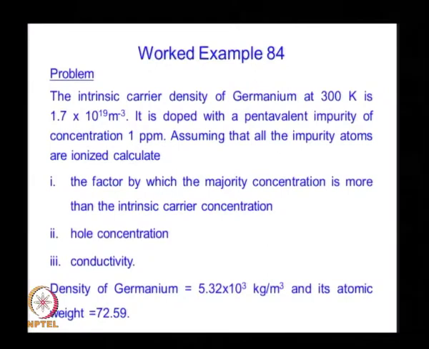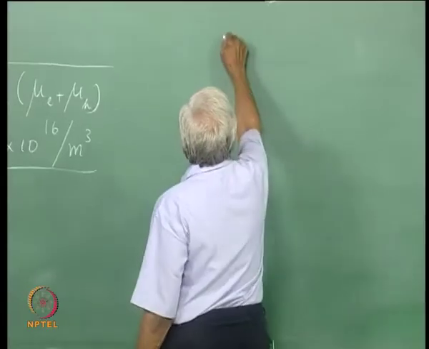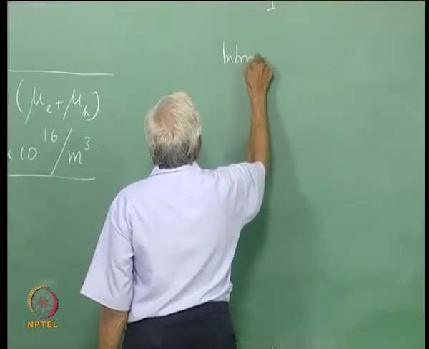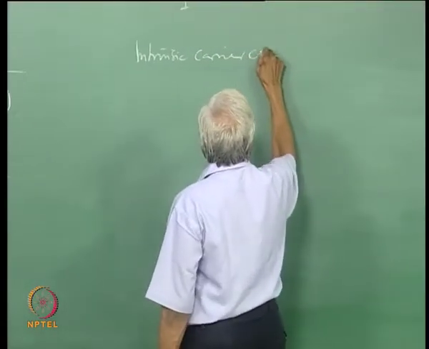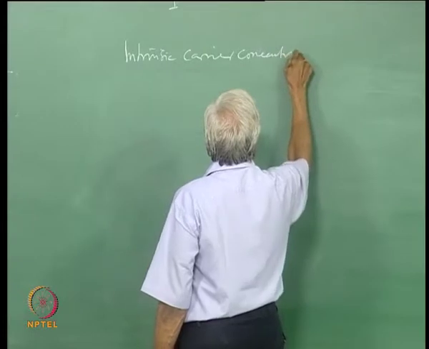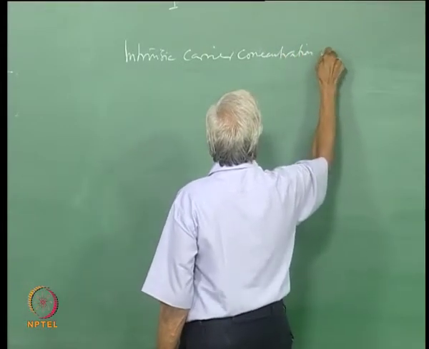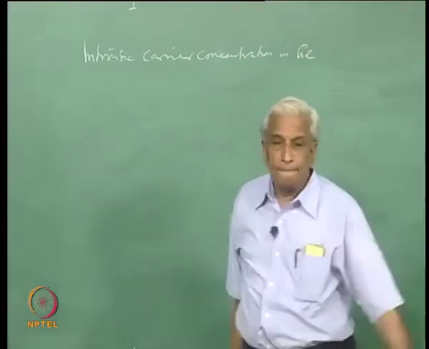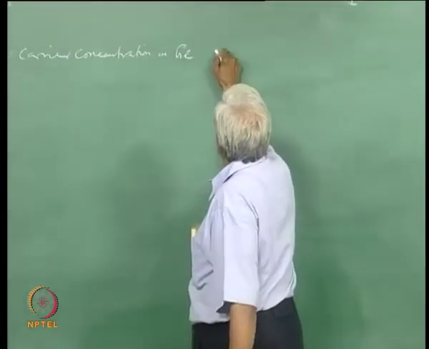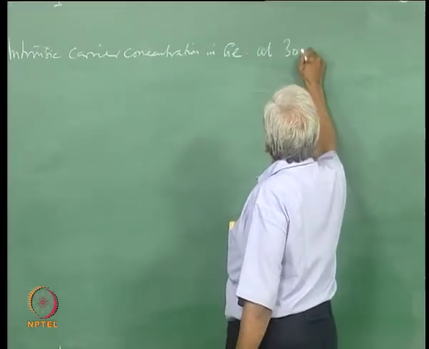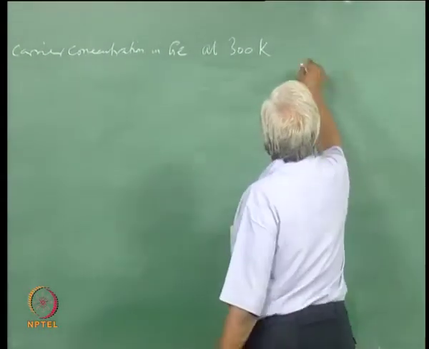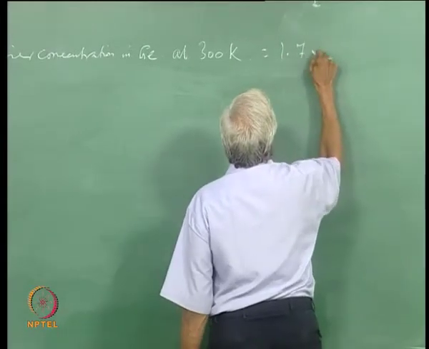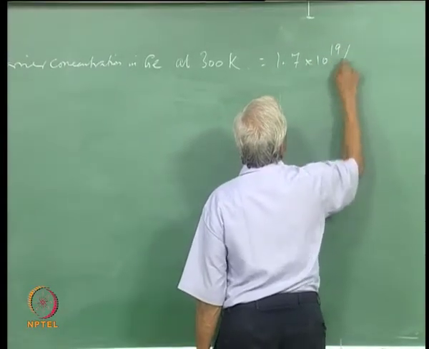Next we pass on to a case of intrinsic germanium. We are given the intrinsic carrier concentration in germanium at 300 K, and that is given as 1.7 into 10 to the power 19 per meter cube.